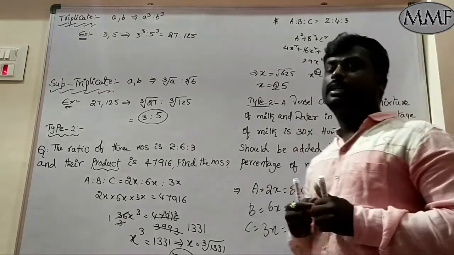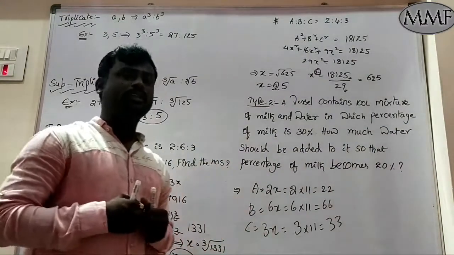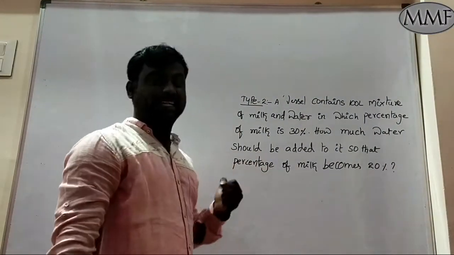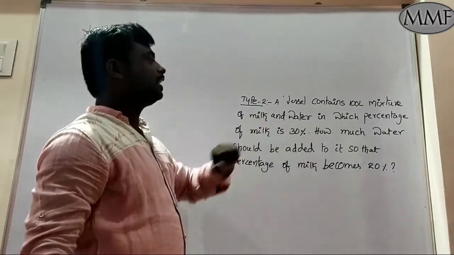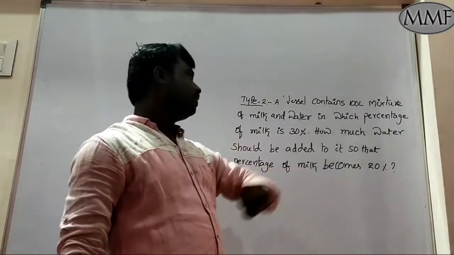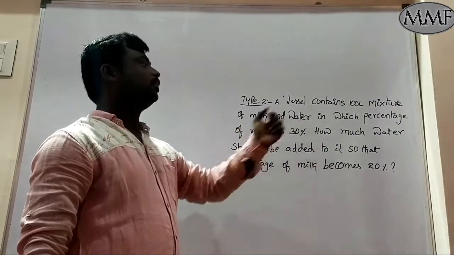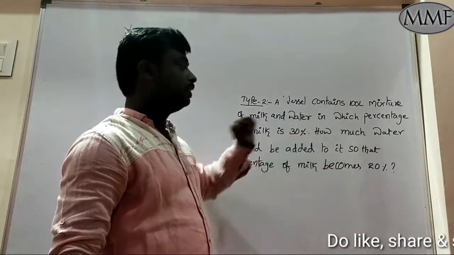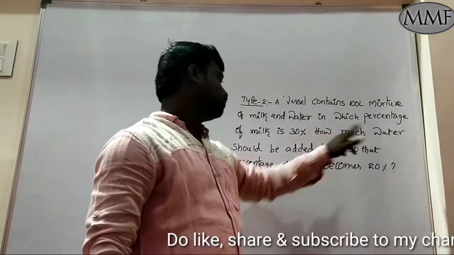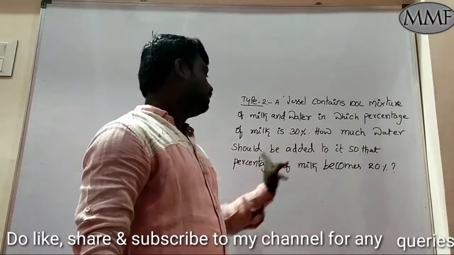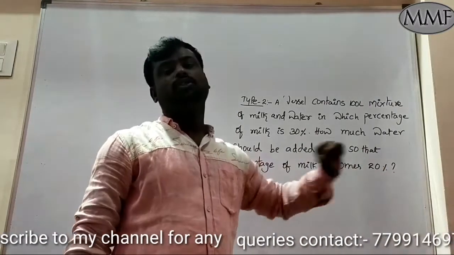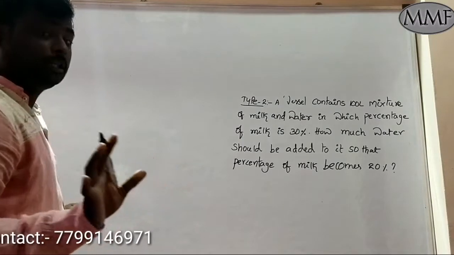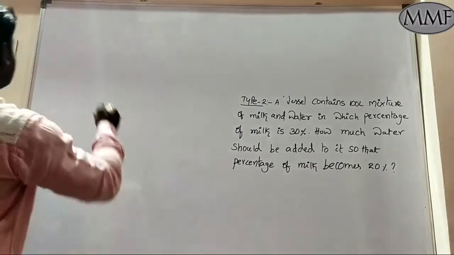Then come to type 2. Now we will see ratio and proportion, basic level, type 2. A vessel contains 100 liters of mixture, milk and water. With the percentage, milk is 30%. The question is, how much water should be added to it so that the percentage of milk will become 20? Listen carefully. I will explain with the pictorial as well as a very advanced shortcut.